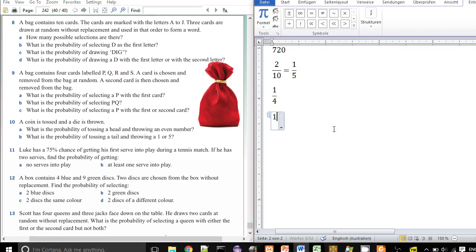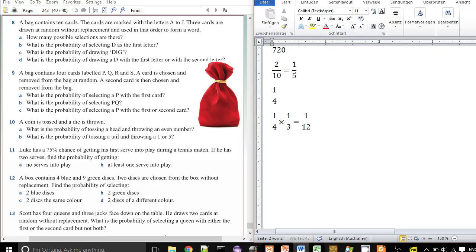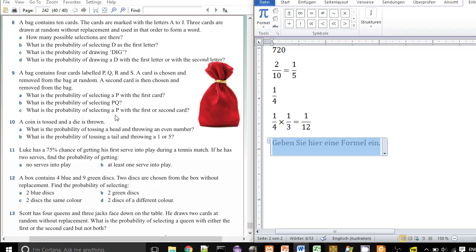But another way of thinking of it is there's a 1 in 4 chance of getting a P, and then out of the 3 left, there's a 1 out of 3 chance of getting a Q. But anyway, 1 out of 12. So the chance of getting a P with the first or second, yeah, same thing. I'm confident now it's right.